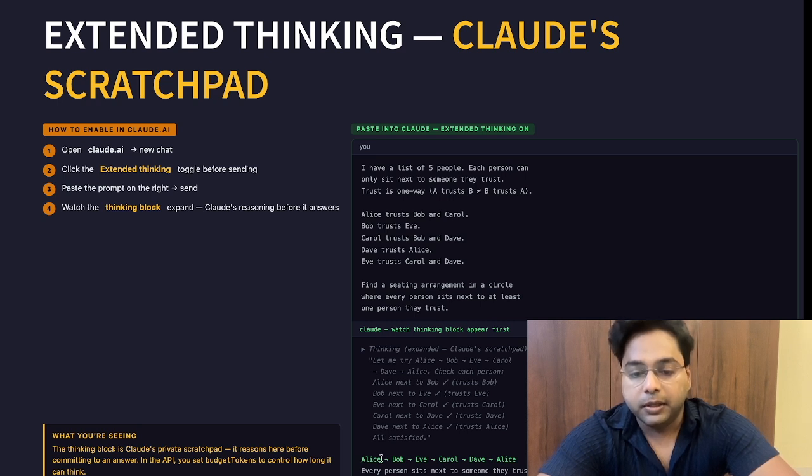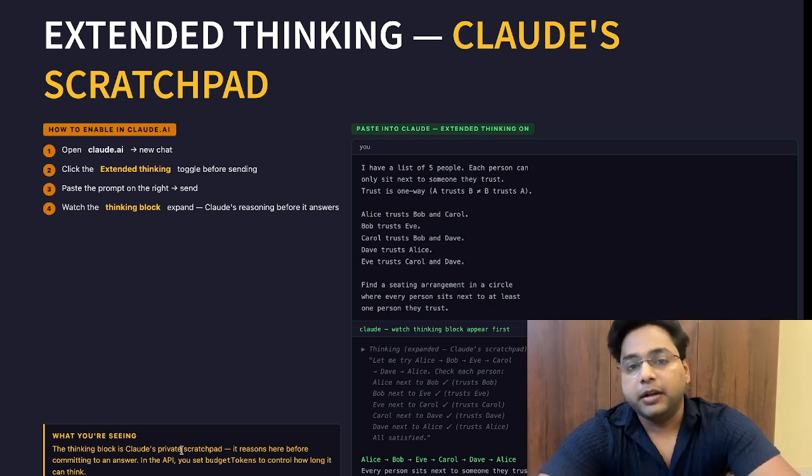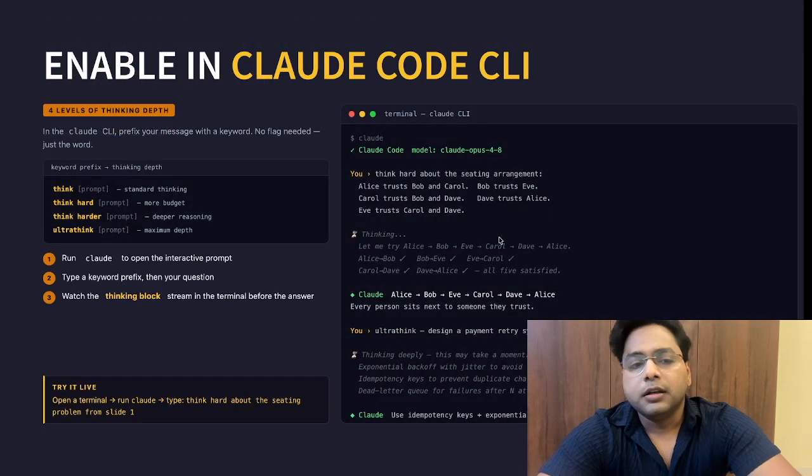The result would be like this: Alice, Bob, Eve, Carol, Dave, Alice. Each person sits next to someone they trust, and it also shows the thinking process and how it arrived at this answer. The extended thinking block is Claude's private scratchpad. It reasons here before committing to an answer. In the API, we can also set budget tokens to control how long it can think. Now let's see some other examples.